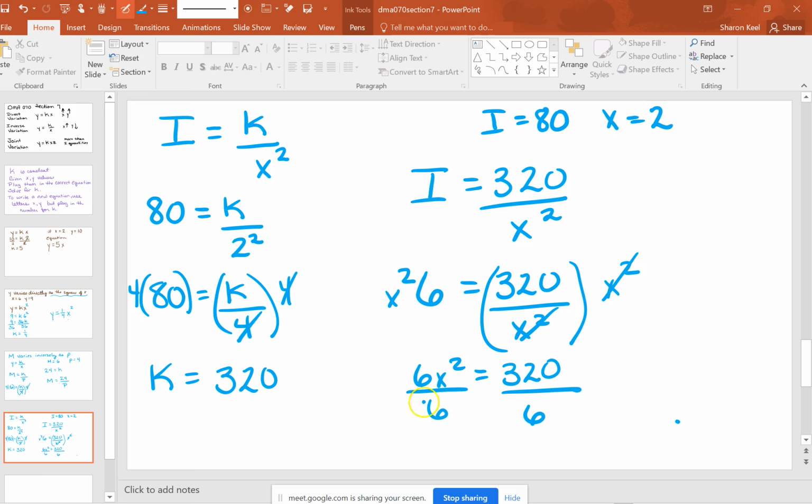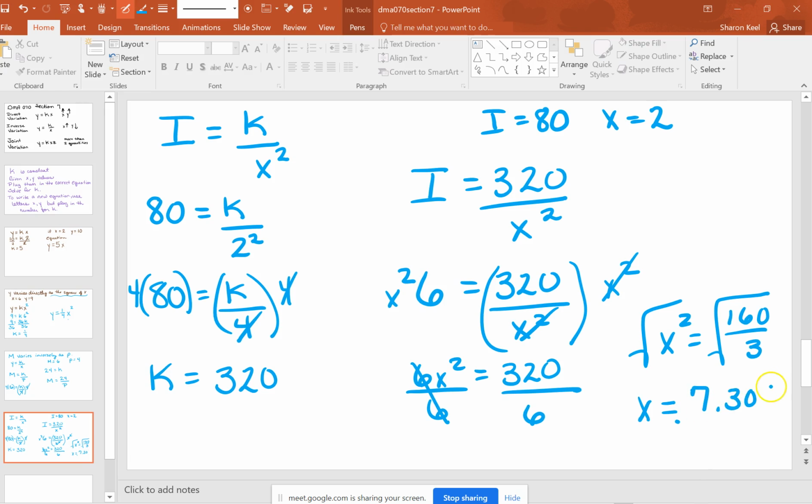Divide both sides by 6. And then we have x squared equals 320 divided by 6, which is 53.3. I'm going to leave it as a fraction, 160 over 3. And to get our final answer, we're going to take the square root of both sides. So if I do the square root of 320 divided by 6, it gives me 7.3029.